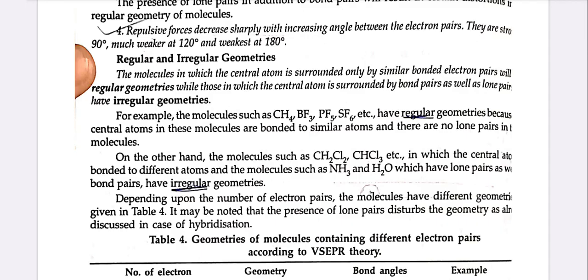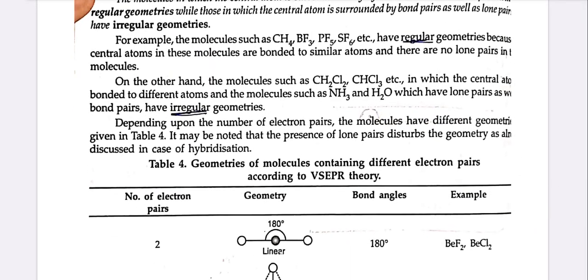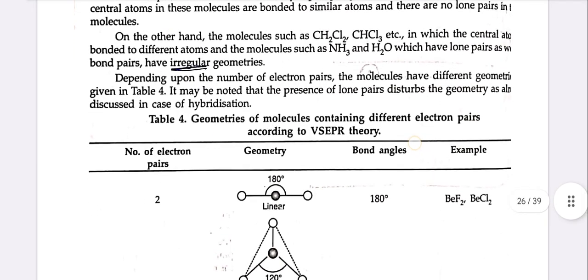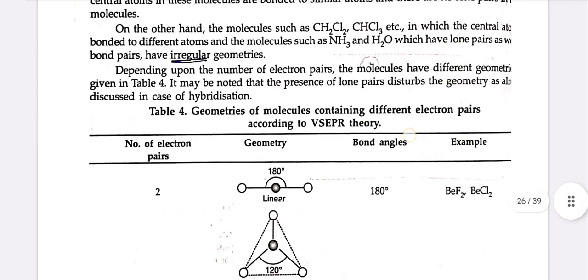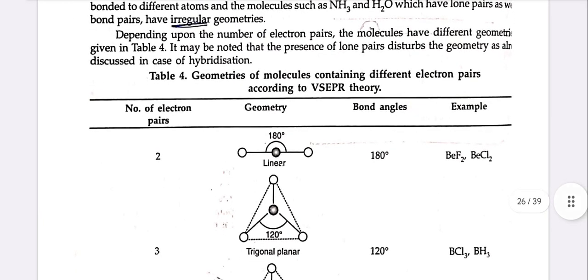On the other hand, molecules such as CH2Cl2, CHCl3, etc., in which the central atom is bonded to different atoms, and molecules such as NH3 and H2O, which have lone pairs as well as bond pairs, have irregular geometries. Depending upon the number of electron pairs, the molecules have different geometry given in the table. It may be noted that the presence of lone pairs disturbs the geometry as already discussed in the case of hybridization.